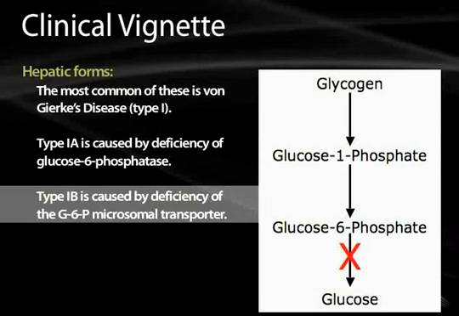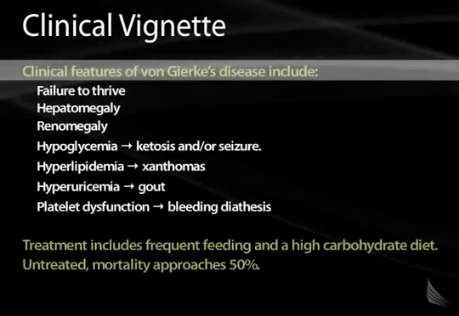So in type 1b von Gierke's disease, we're able to produce glucose 6-phosphate, and the glucose 6-phosphatase activity is normal, but we can't get the glucose 6-phosphate into the endoplasmic reticulum so it can be metabolized, and the consequence is a buildup of glucose 6-phosphate. Now, the clinical features of von Gierke's disease include things like failure to thrive.